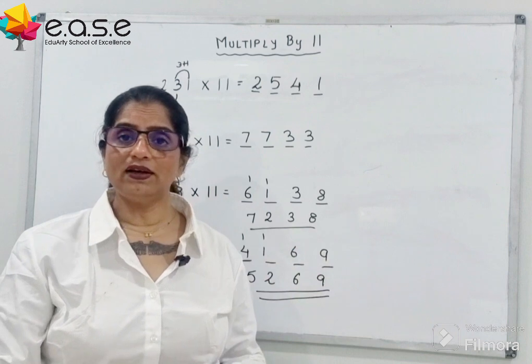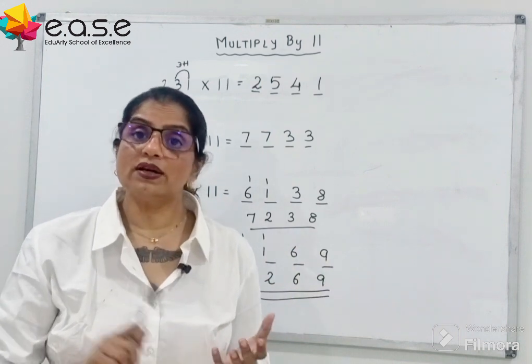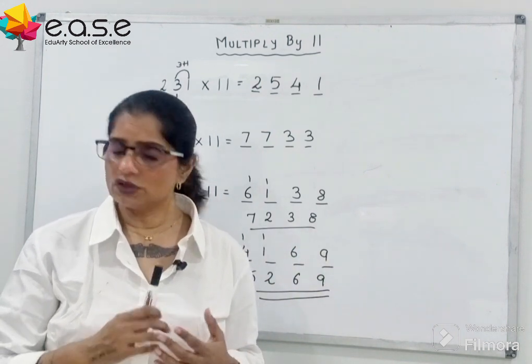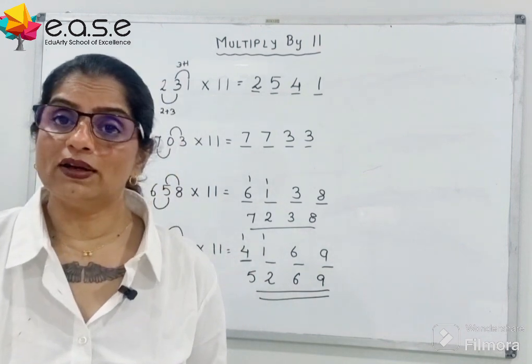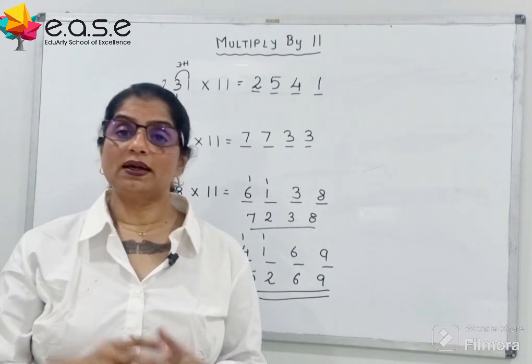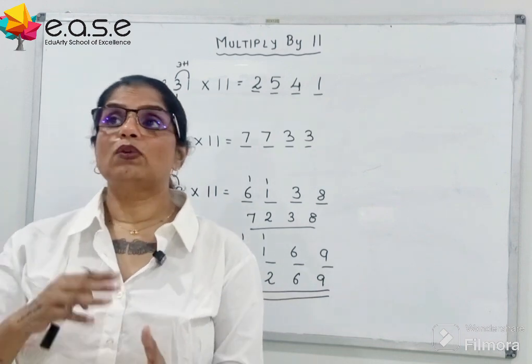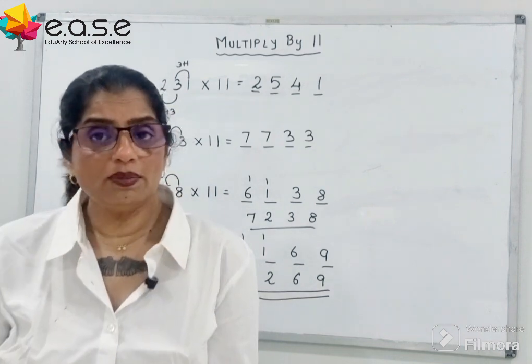Now, once you know 11, you will be able to do 22, 33, 44, 55, and so on and so forth. It's not very difficult. Once you know the technique of 11, you will be able to multiply by 111, by 1111, because the logic remains the same.